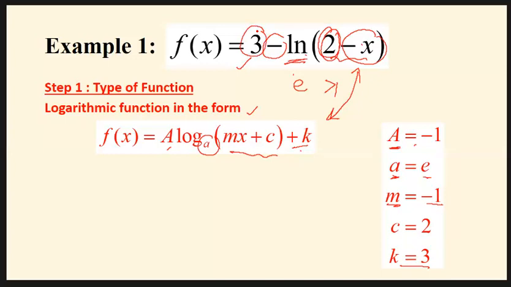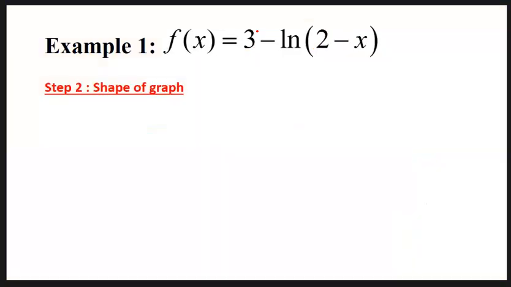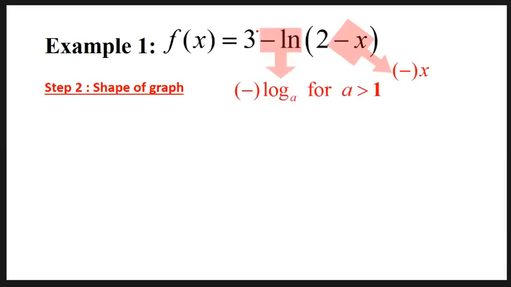Next, once the type is already determined, we go for the shape of the graph. Let's see how we determine the shape of the graph here. Again, we observe two things here. First, we observe the coefficient of the x. We observe the coefficient of the log. Again, I want to emphasize, it must be in the situation that the base number of the log is greater than 1. Then only we proceed to determine the shape of the graph.